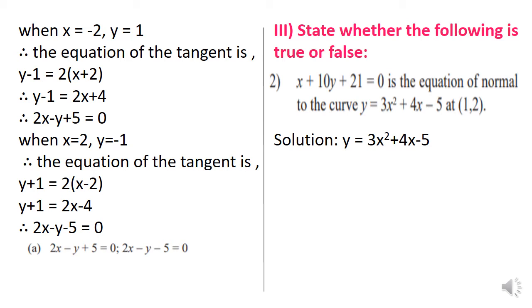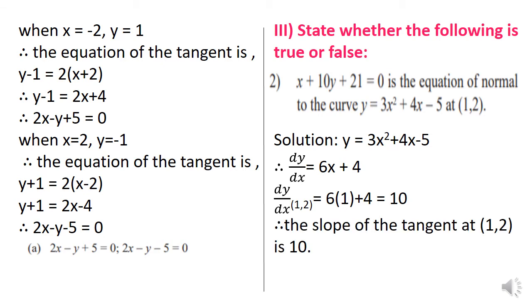From the curve y is equal to 3x square plus 4x minus 5, we differentiate it and get the answer as 6x plus 4. Now dy by dx at the point (1, 2), what do we do here? We put x as 1 in the equation. So we get 6 into 1 plus 4, that is 10. So 10 is the slope of the tangent at that particular point. If 10 is the slope of the tangent, then the slope of the normal is the negative reciprocal of it, that is minus 1 upon 10.